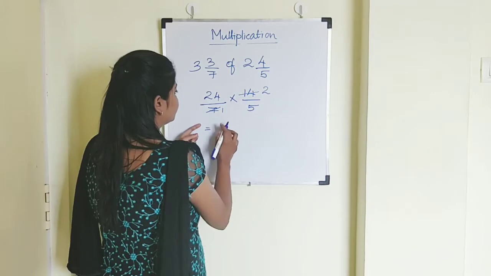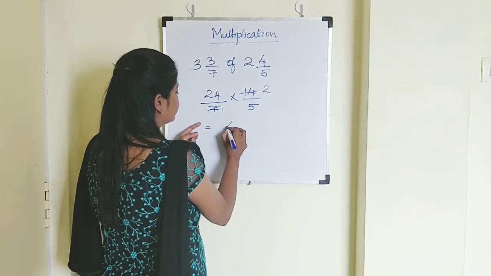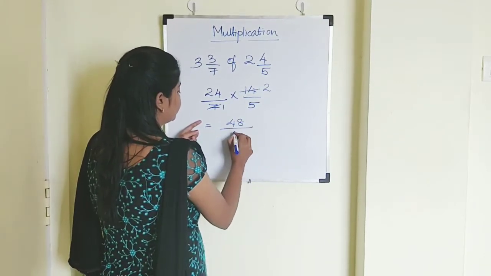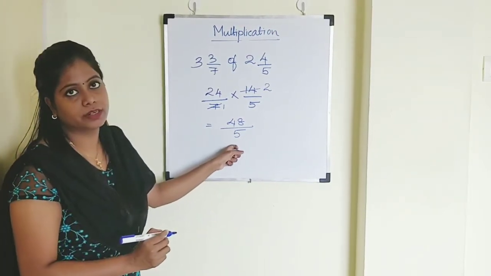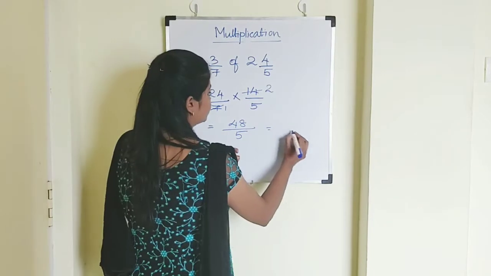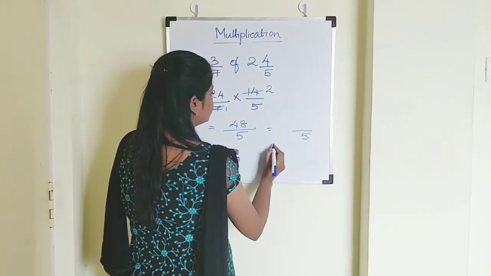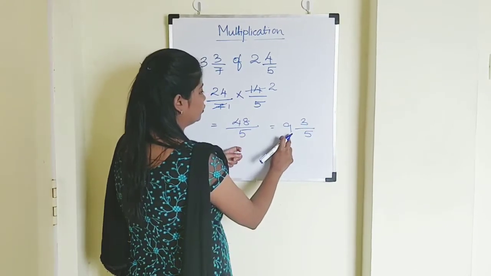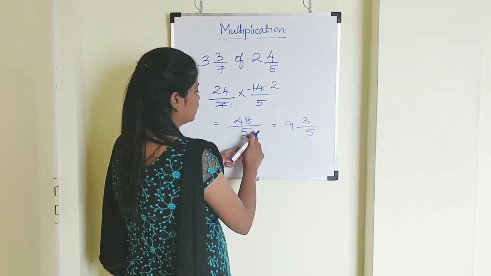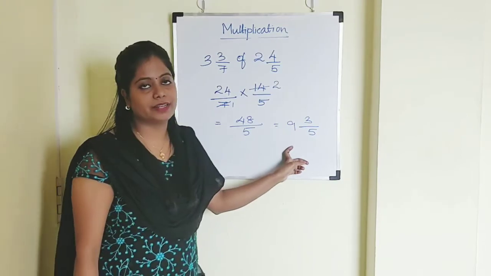So 24 into 2, 1 into 5. So 24 into 2 is 48, 1 into 5 is 5. Now if you see, it is in improper form, so I'm going to convert it into mixed form. So that is equal to 5. So 5 9s are 45, plus 3 is 48. So 48 by 5. So this is your final answer.